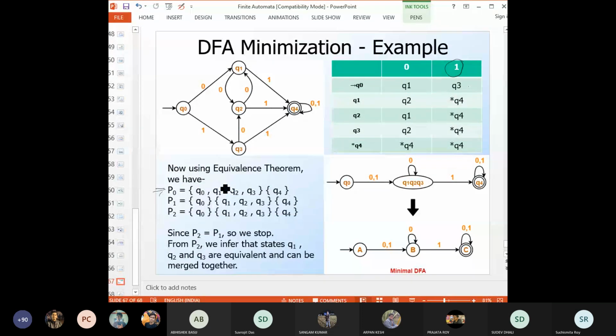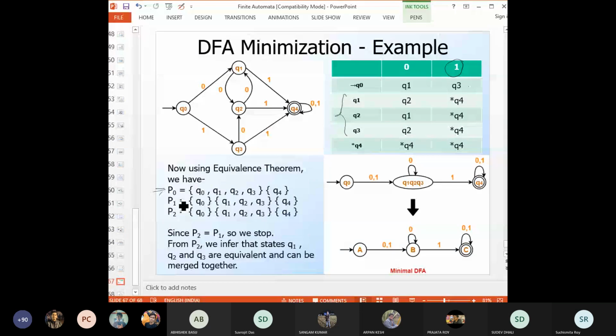Now let's look at the other states here. Q2 is similar to Q1. The first transition goes to the same partition, the second transition is to the final partition, and Q3 also is similar to Q1. So these three states stay in one partition, but Q0 has to be separated out. It has a different set of transitions.